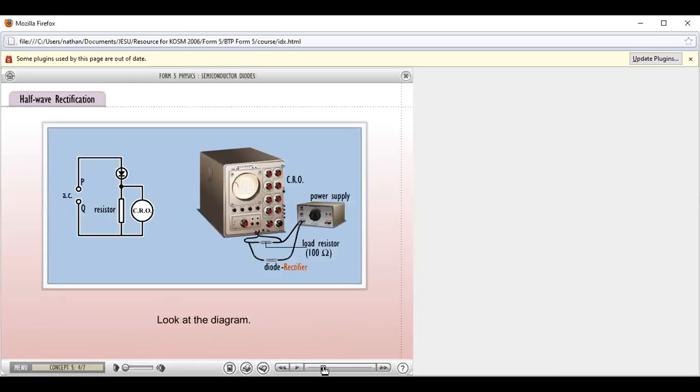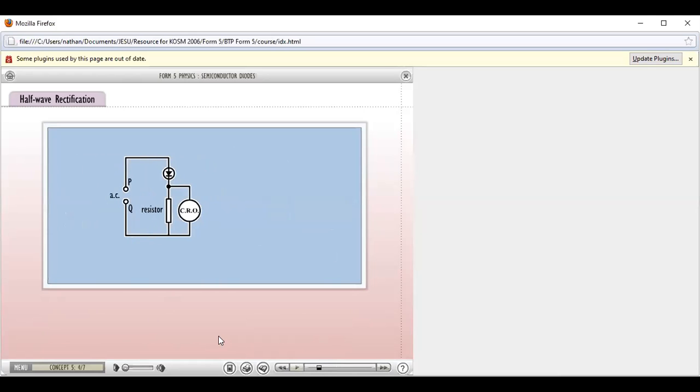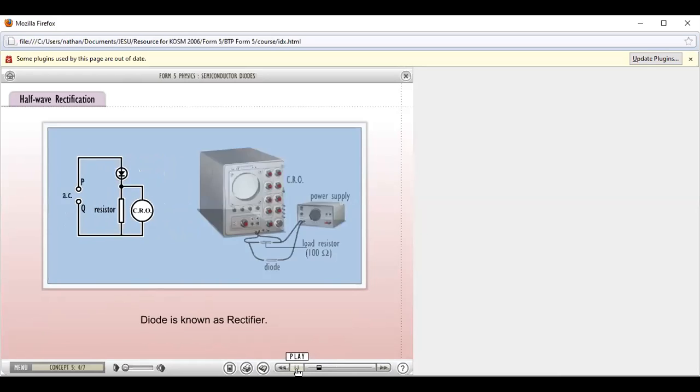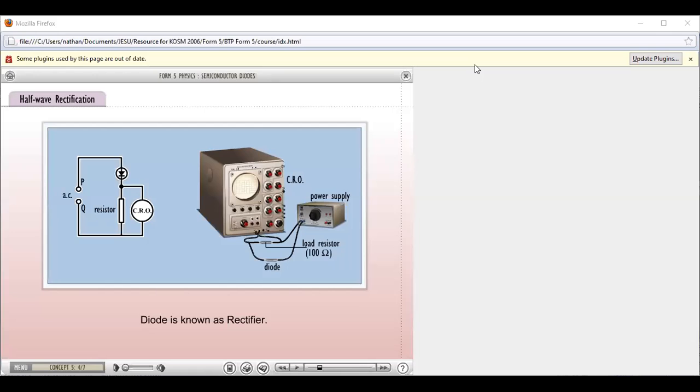So it's like this. Let's say you have an alternating current power supply. If you look at the graph of voltage against time for alternating current, it will look like a sine wave. So you have the positive cycle, the negative cycle, positive cycle, negative cycle.